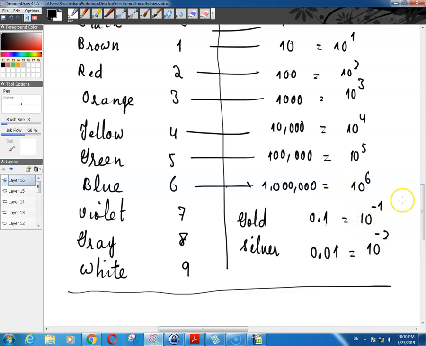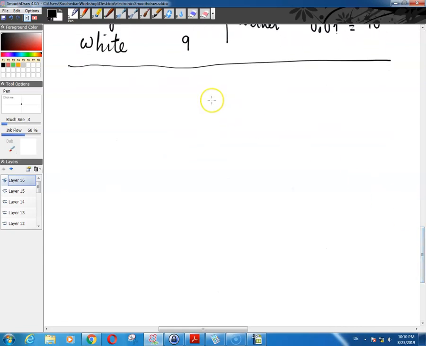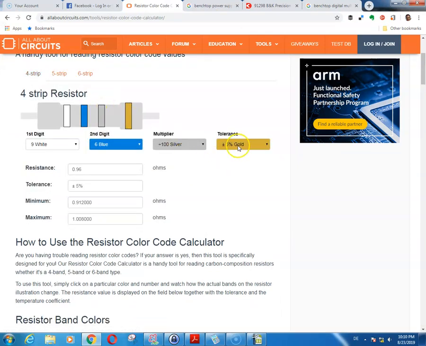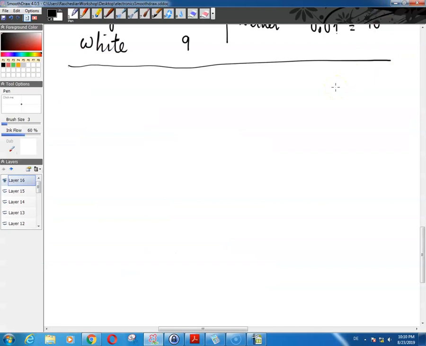Now, as far as the tolerance is concerned, of course there are all kinds of colors over here, but at least in the beginning you don't really need to know all of those tolerance colors, because they're not that usual, and you most probably will not encounter any of them, unless you come across some unusual type of resistor, or you happen to order one for some very specific purpose.